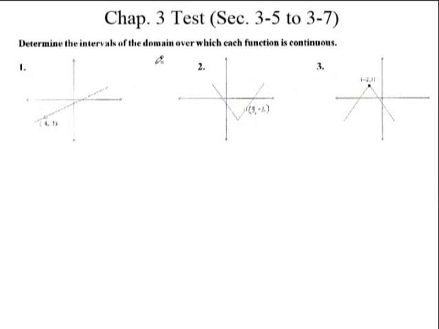It says determine the intervals of the domain over which each function is continuous. So we're talking about the domain right here, which is the x-axis. What we want to do is think about traveling along the x-axis and decide which x point or x coordinate has a y coordinate that corresponds to it. So if you see this line just keeps on going down here, every single x point is going to have a y that associates with it.